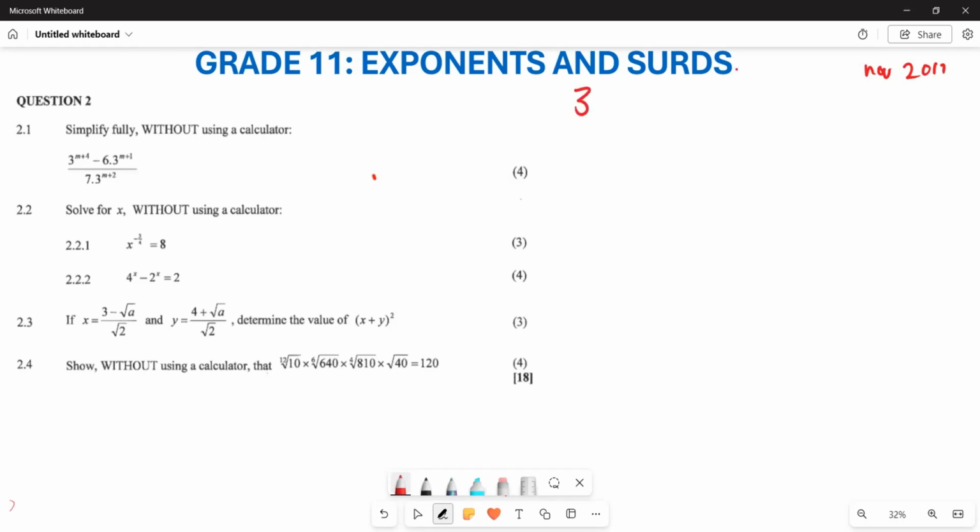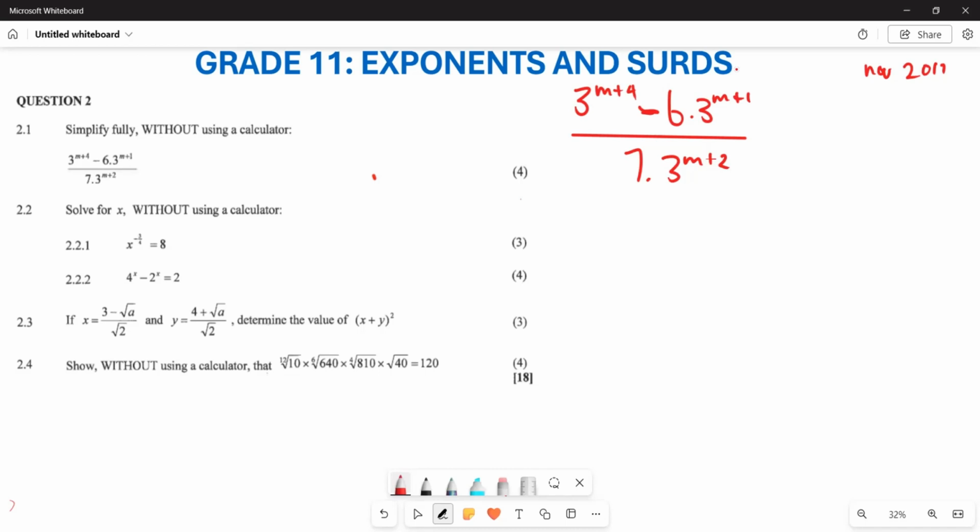You are given 3 to the power of m plus 4, subtract 6 multiplied by 3 to the power of m plus 1, and then this is divided by 7 multiplied by 3 to the power of m plus 2. So that is the first one.